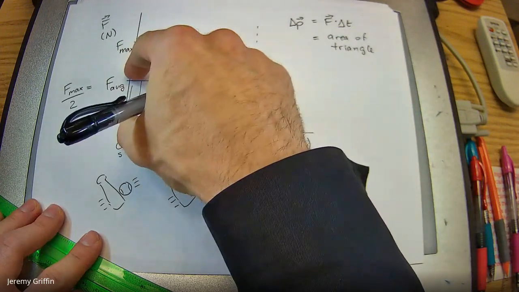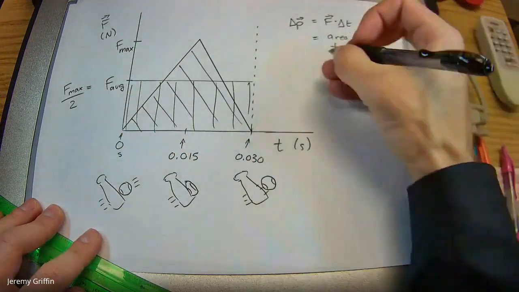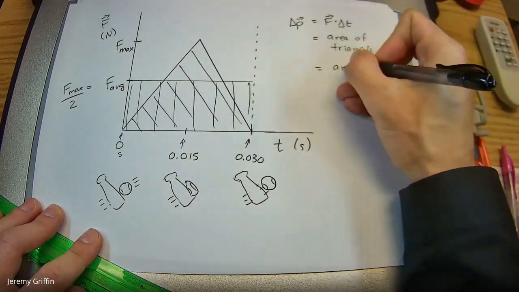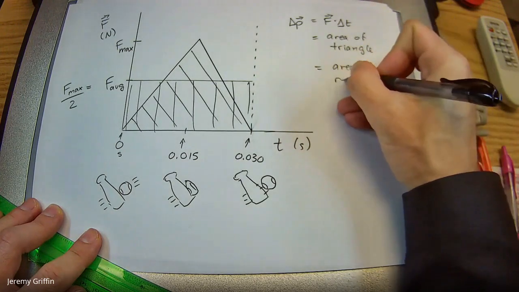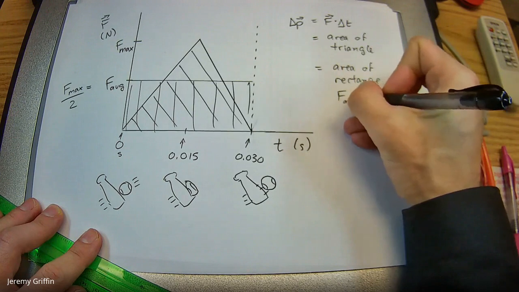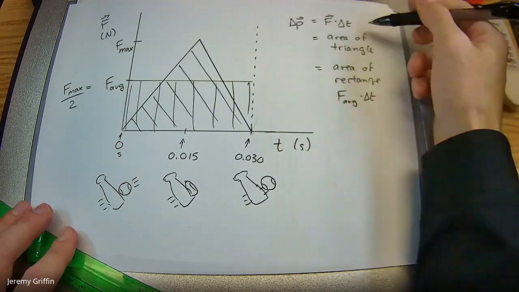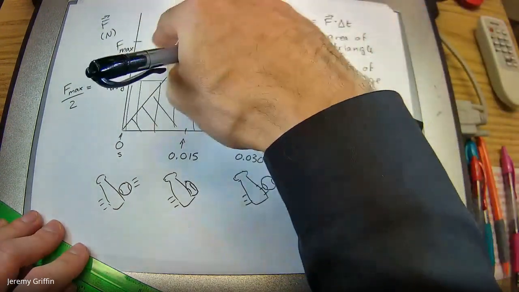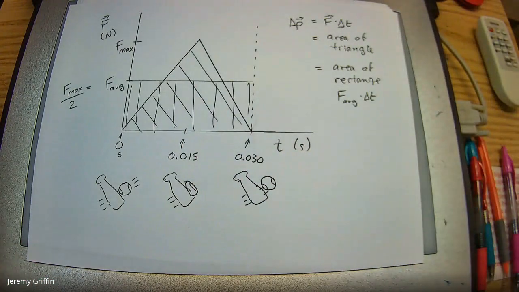Wouldn't that be average force times time interval? So that's the area of the rectangle, F average times time interval. So the area of the triangle playing off the maximum force, or the area of the rectangle playing off average force, either way.